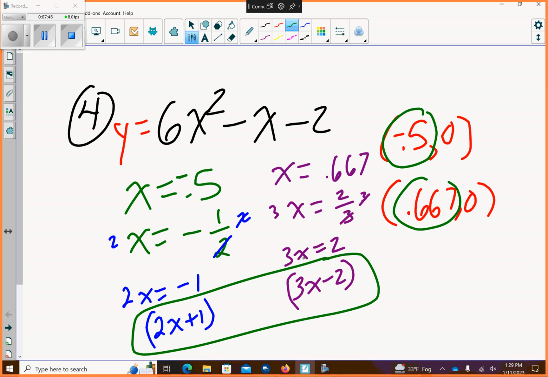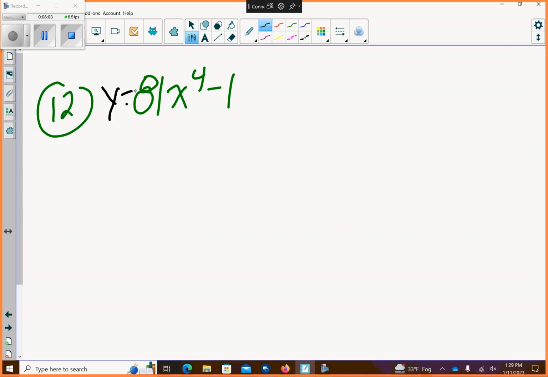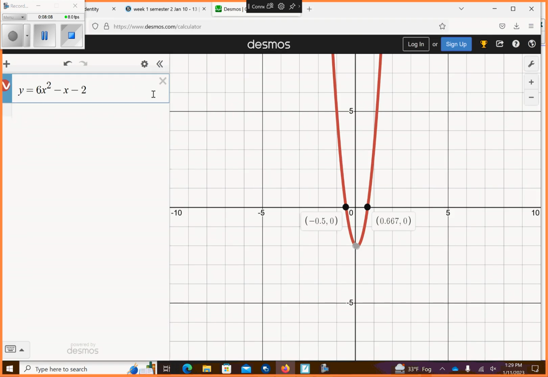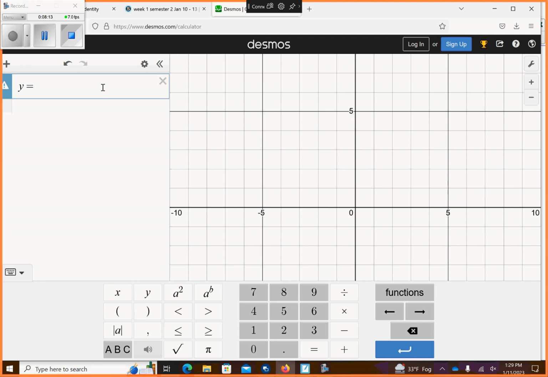And I want to just focus on number 12. Just because number 12 is raised to the 4th power. That's supposed to be an 81 x to the 4th minus 1. Of course, if I want Desmos to work, I need to go y equals. And then again, we're going to utilize the technology for us. So I'm going to go y equals 81x raised to the 4th. Make sure the exponent comes down, minus 1.